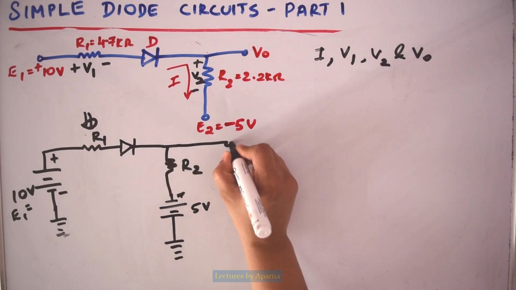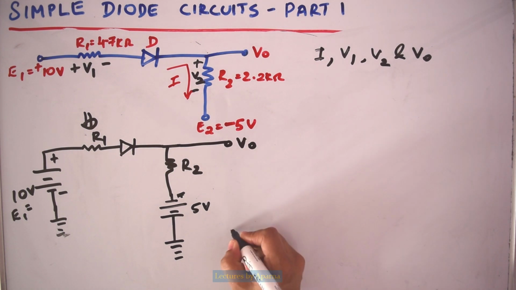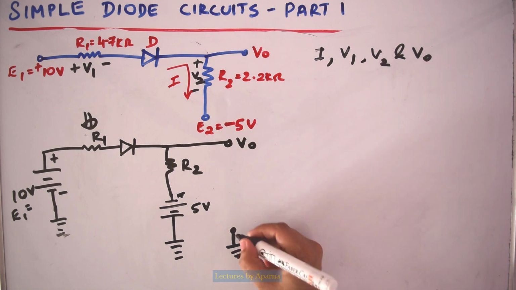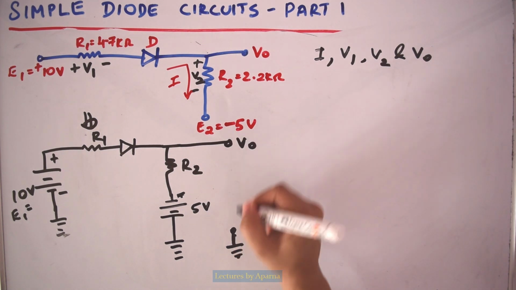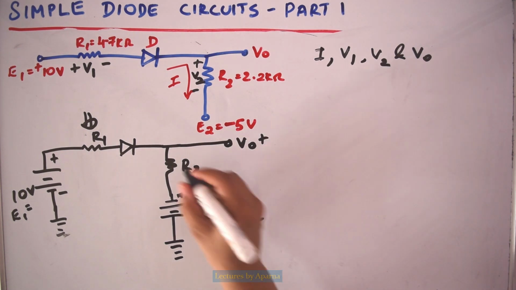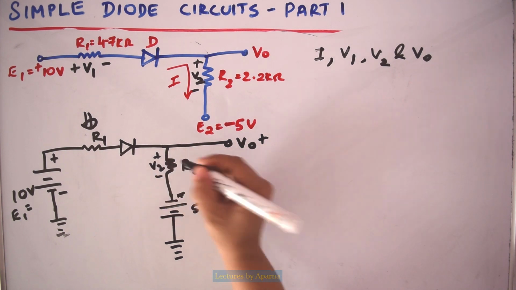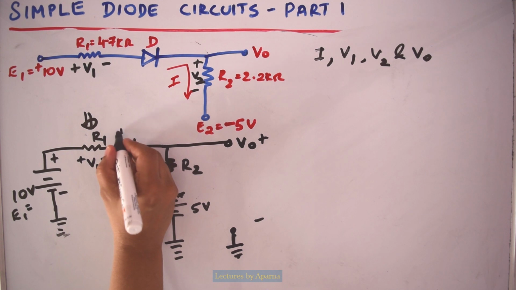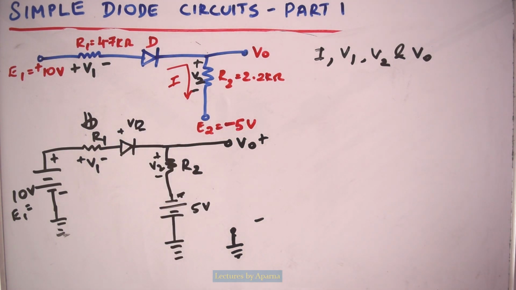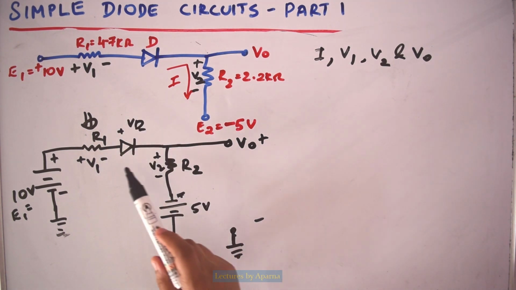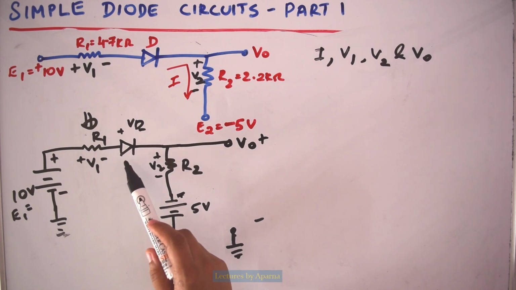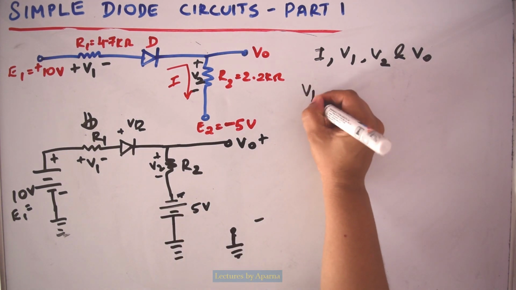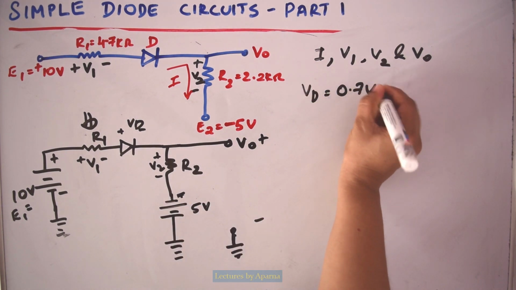Now at the output there is V0. So this V0 is coming between this terminal and the ground. That is V0. So now here this is V2, this is V1 and this is VD. Now the diode will be on and the voltage across this diode will be 0.7 volt. So VD is equal to 0.7 volt.